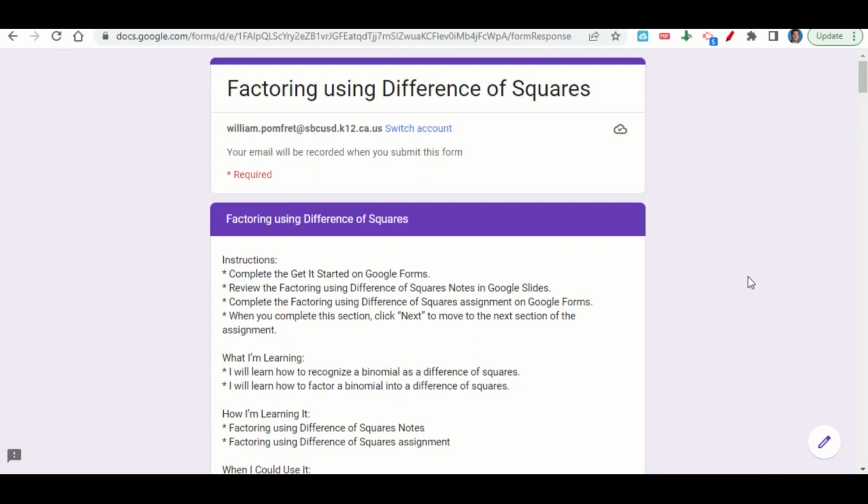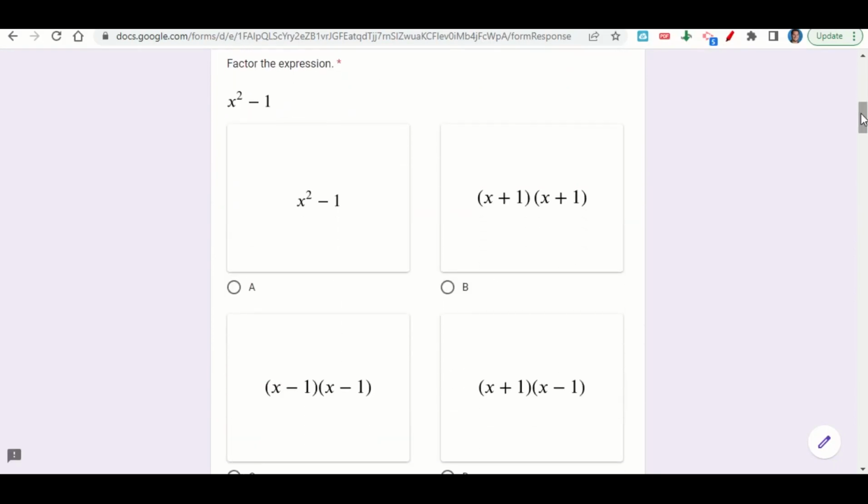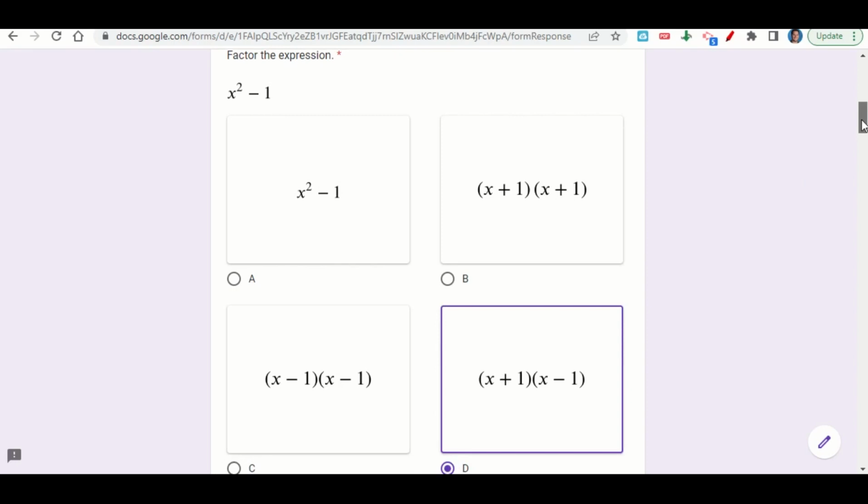Let's take a look now at the factoring using difference of squares assignment. The assignment begins with the learning goals and success criteria. If we scroll down, we can see the questions. So the first one says factor the expression x squared minus 1. Well, we should recognize that this is x squared minus 1 squared. So we can break that up and make it x plus 1 times x minus 1, which is this one right here. So we'll go ahead and mark that as our answer.